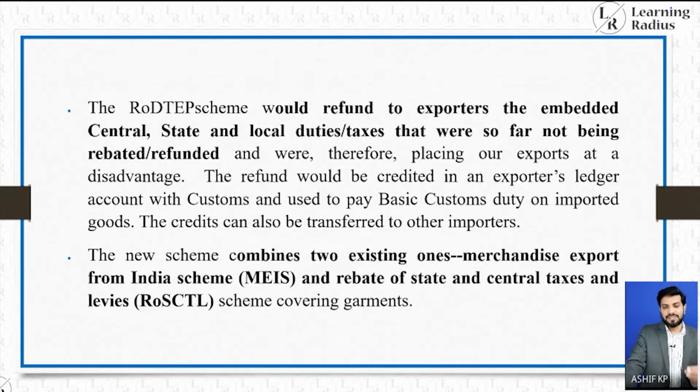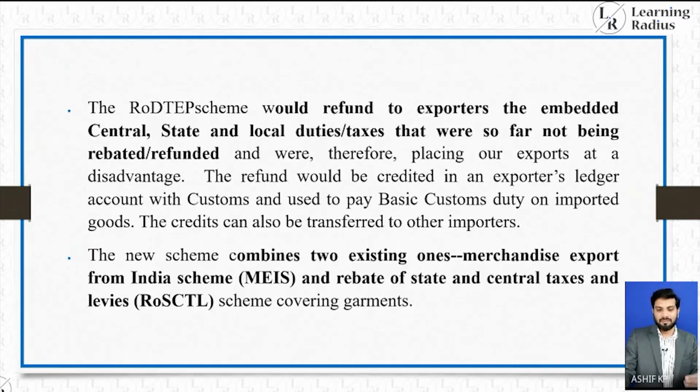The RODTEP scheme would refund to exporters the embedded central, state and local duty taxes that were so far not being rebated or refunded and were therefore placing our export at a disadvantage. The refund would be credited in an exporter's ledger account with customs and used to pay basic customs duty on imported goods. The credit can also be transferred to other importers.